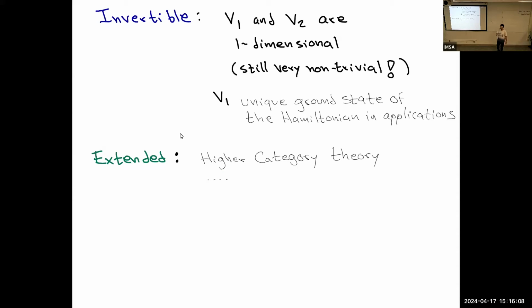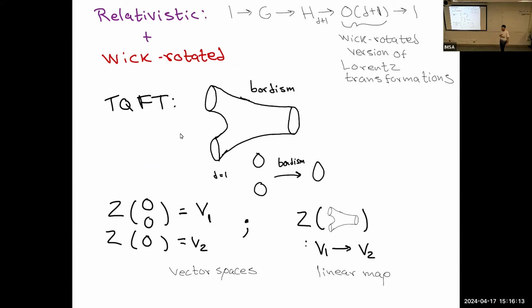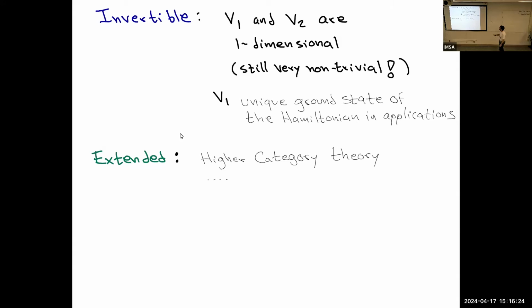Yeah? Is the appearance of O(D+1) related to saying you want your TQFT to be oriented or something? Yes, there are spin bordisms and things like that. Okay. Invertible here means that the vector spaces are one-dimensional. That might seem like a very trivial thing to do, but it turns out it isn't. It's actually quite complicated, and classifying these things was a theorem that was proved relatively recently. I think to the full extent, it was only proved a year ago. So this is very modern mathematics.